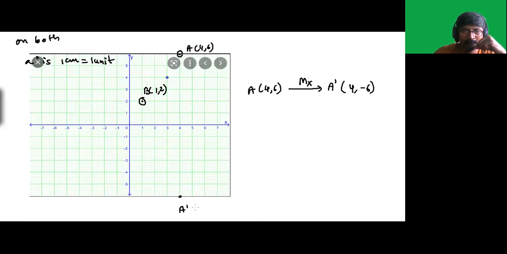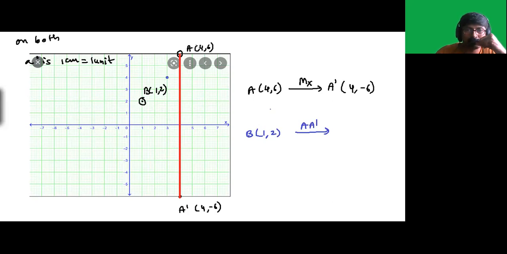A prime is 4 comma minus 6. And if I draw this line, you'll understand shortly. So this is the line. I'm drawing it in red color so that you will get the mirror image immediately. Now they're asking you to find the reflection. B is 1 comma 2 and that is reflecting in the line A prime. So A prime is 4, 6 and 4, -6, and the image is going to come on this line, isn't it?